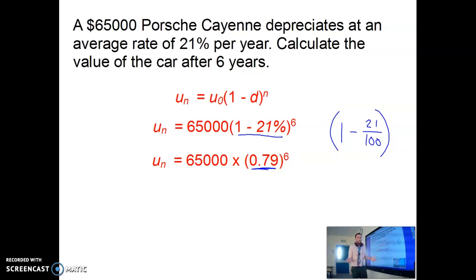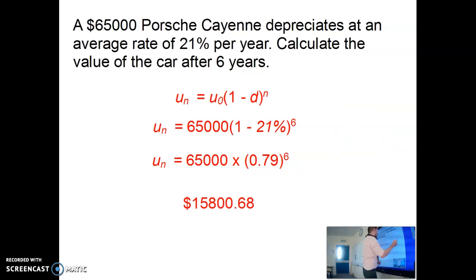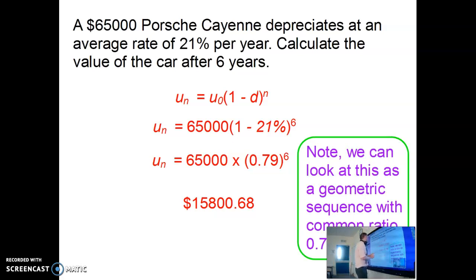And that's it. It's very simple substitution into there. And so we find out that in 6 years, I might be able to sell that car for $15,800. Quite a big loss over the 6 years, but that's the way that it is with technology. Right, here's one for you to try.